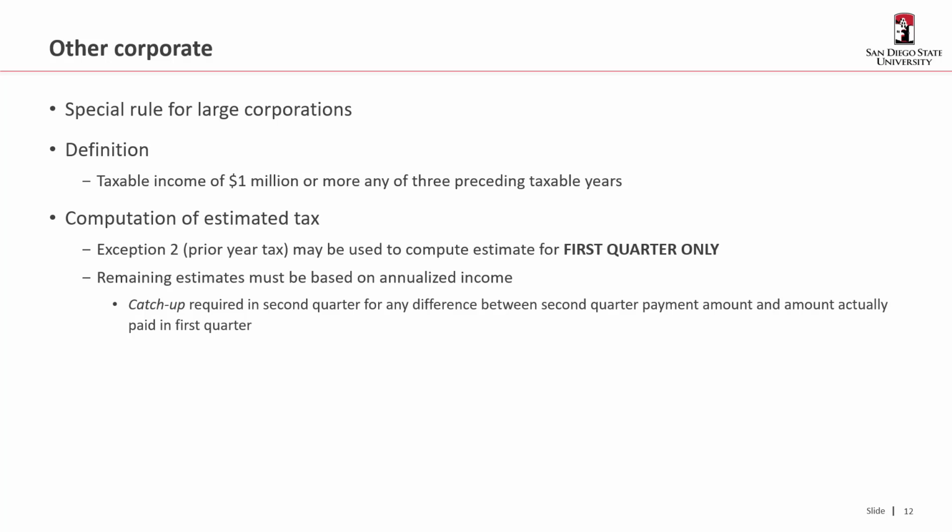Okay. So the computation of estimated taxes, that exception 2 that says you can use prior year, if you're a large corporation, you may only use that exception for your first quarter estimated tax payment. You cannot use it for the remaining 3 quarters because the notion is, look, if you had $1 million worth of taxable income in any of the 3 preceding years, you're sophisticated enough that we're going to force you to estimate your taxes based on the annualized method. So that would mean that if you're doing so, you make that first quarter payment based on last year. You have to catch up any difference by the second quarter.